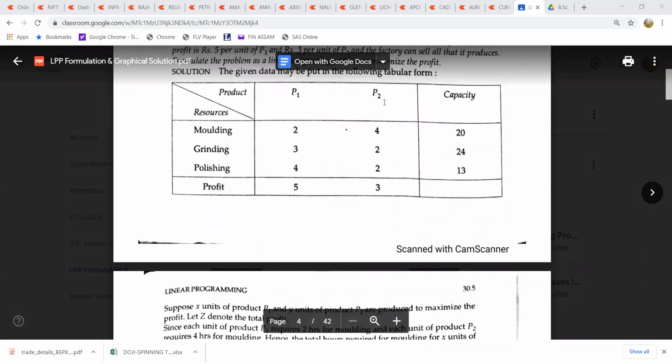Can you tell me, anyone? 5x plus 3y. So that will be Z, and obviously it is a maximization problem. Maximization Z is equal to 5x plus 3y. So this objective function is over.